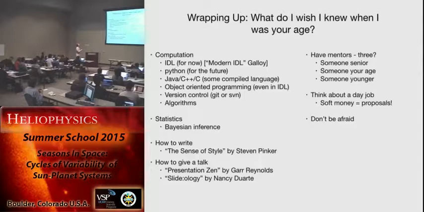It's always good to be able to use something that's compiled for speed. So you always have that tool in your back pocket. Of course, everything should be object-oriented. You should learn how to use version control. I finally was convinced of this. I learned SVN, and then all the cool kids went and learned Git.